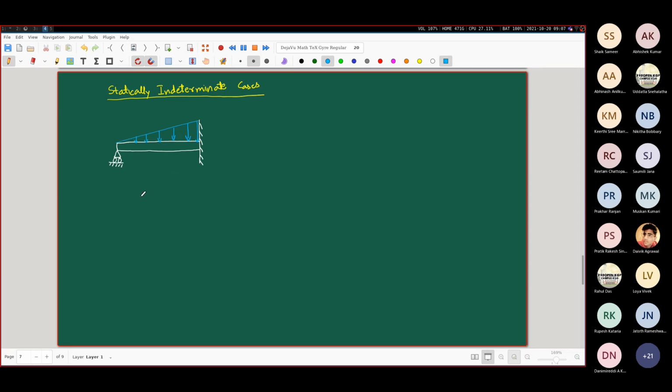So give me some idea. Let's pretend that I don't know what to do. You tell me what I should do here. You try to extend the ideas which you have learned in the statically determinate case to this. I'm telling you everything that is needed to solve this problem. You just need to think a little bit differently. Just think for half a minute. Give me some ideas.